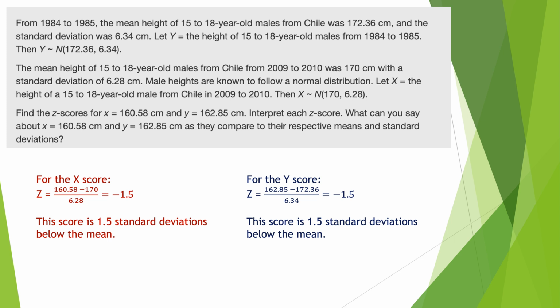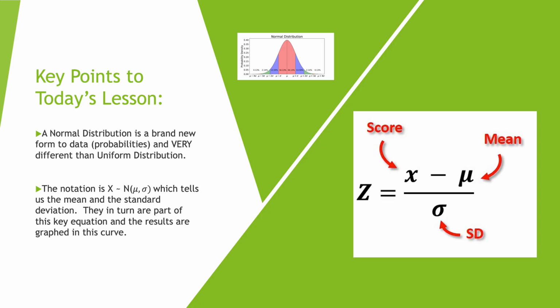So all you needed to do on these problems was plug them into the z-score formulas, and you would see that the two answers are the same, which means relative to the size of a male in Chile in the ages 15 to 18-year-olds at that time, at the eras in which they were growing up, their heights are pretty much the same, okay? All right, so key points to today's lesson, super key points.